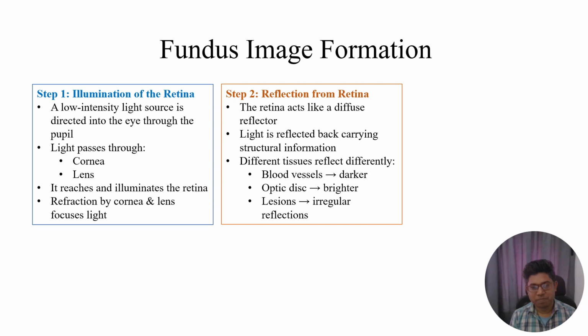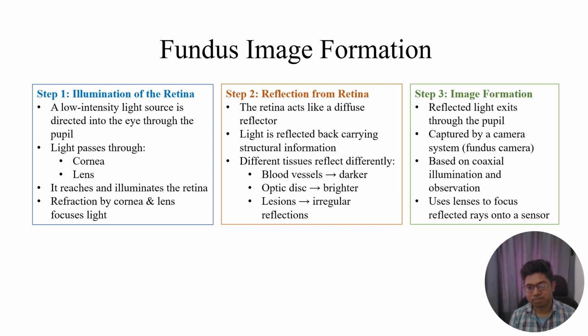Now the second step is the reflection from the retina. The retina acts like a diffuse reflector, and this light is reflected back, which carries structural information. Structural means the structure of the different regions of the retina, which is reflected in the fundus image. Different tissues reflect the light differently. For example, blood vessels are depicted as darker in the fundus image, the optic disc is depicted brighter, the lesions have irregular reflection, and so on.